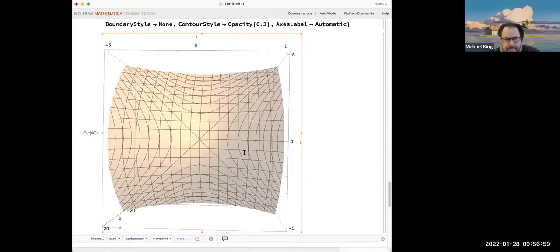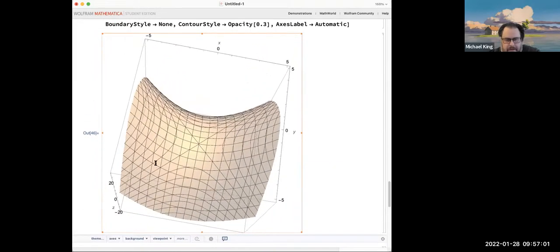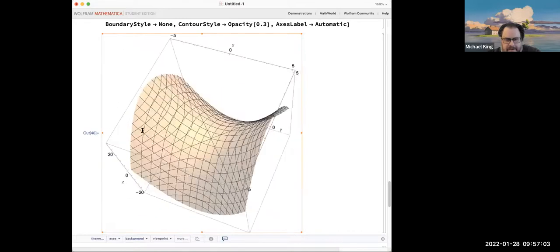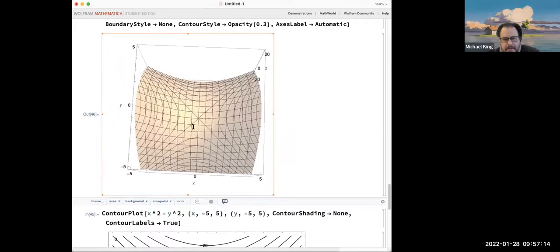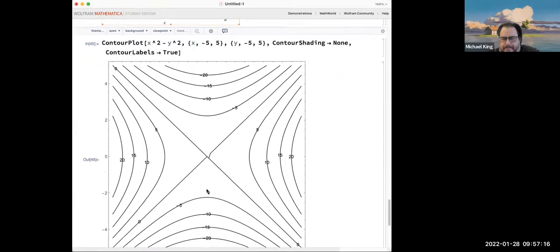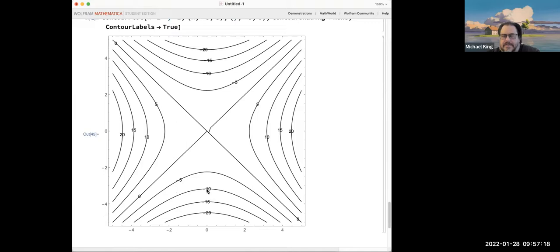If I look from the top view, it makes sense, right? We're going up if we go east and west and down if we go north and south, right? And that's reflected there. Okay, so this is called a contour map.